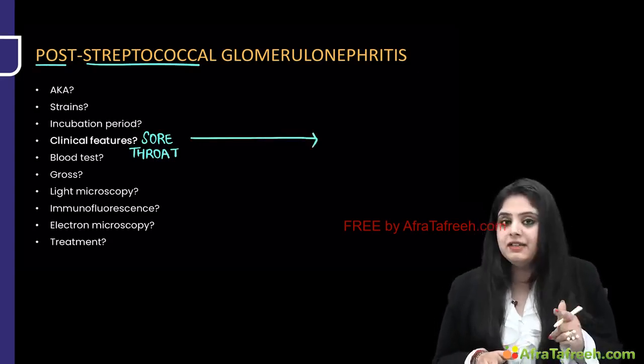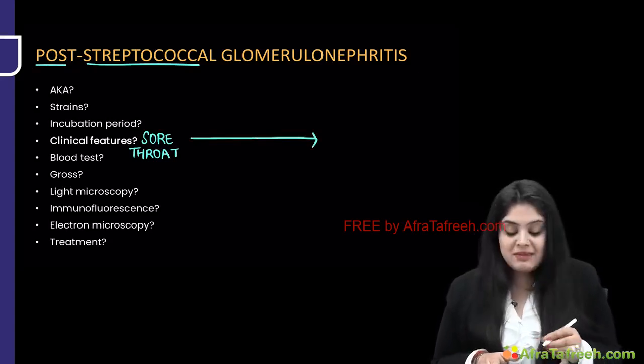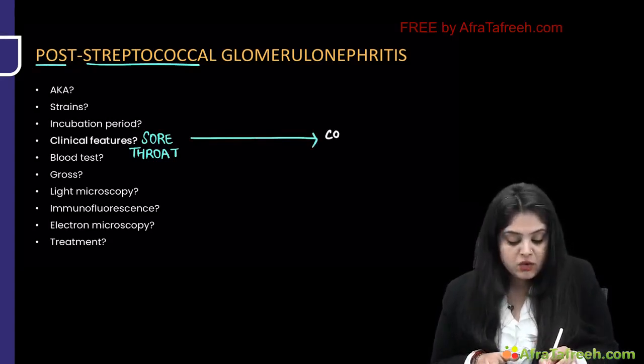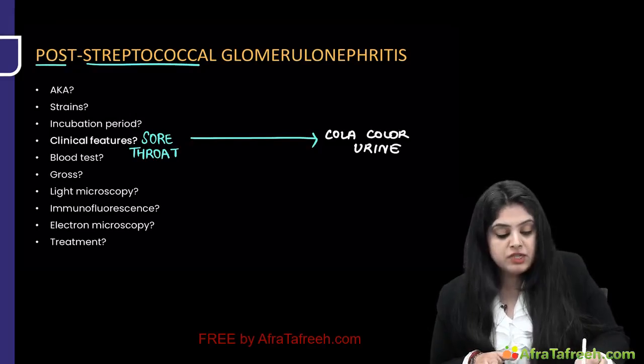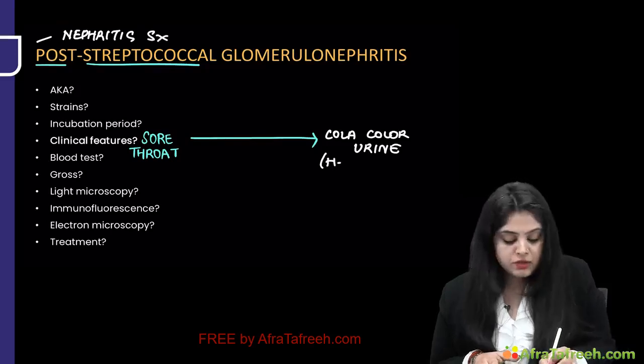Now, after a sore throat, some timeline later, which you guys are going to tell me, there is a patient who now comes to you with cola color urine. Why am I writing cola color urine? Because I know that PSGN is a nephritic syndrome, and anything with a nephritic syndrome means, will there be hematuria? Yes, there is going to be hematuria.